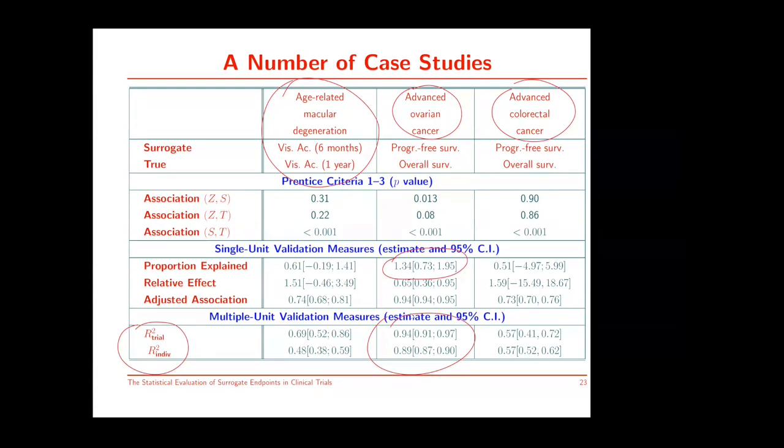They're actually both pretty high. They're a bit lower in the colorectal cancer case. But one thing that we should keep in mind is what is the gain in going from a true endpoint to a surrogate, for example?